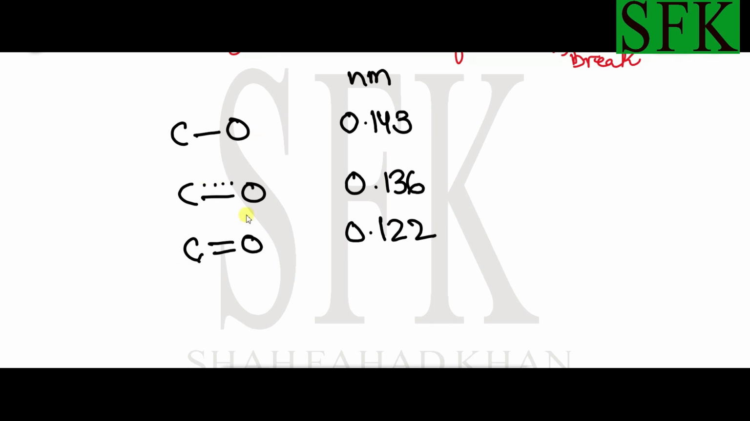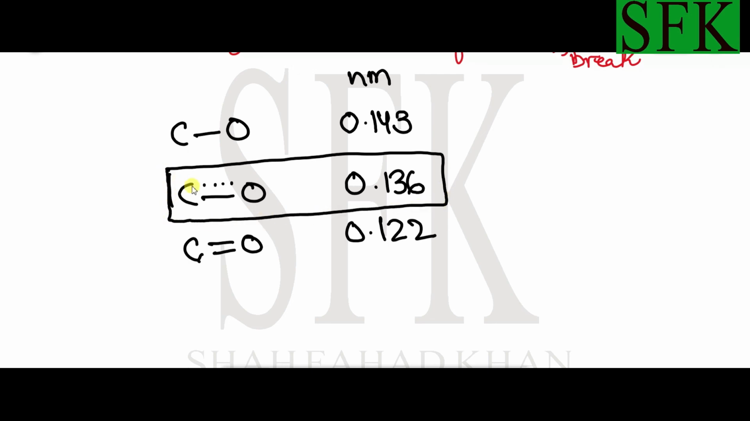Okay, so this is an important point. It gets a partial double bond character due to the extended delocalized pi orbital, which is formed due to the overlap of lone pairs of oxygen.